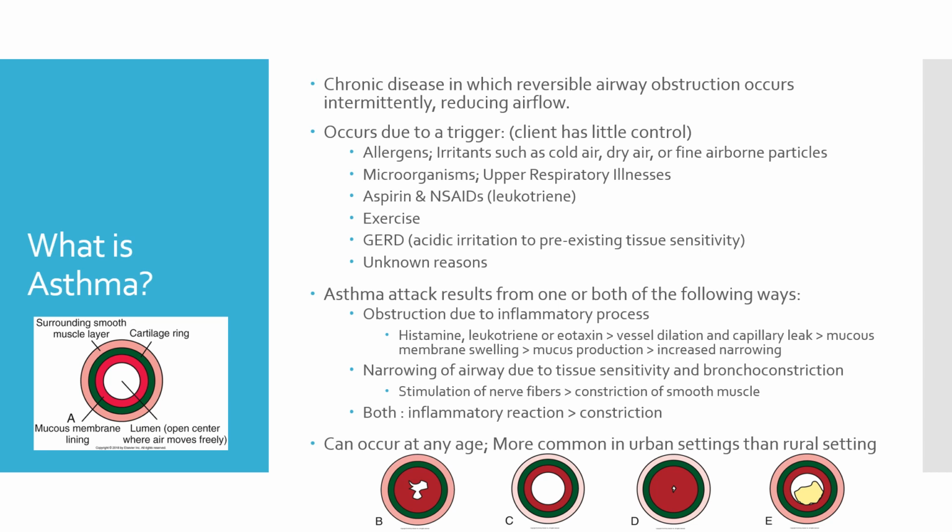The asthma can occur at any age. It's more common in urban settings and in rural settings, and it's more common in pediatrics as well. But it can have onset at any age.